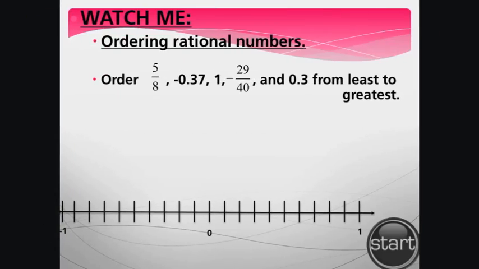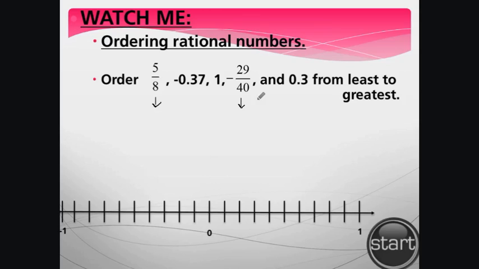Now we're going to switch gears to moving on to ordering rational numbers. And here's our example. We have a mixture of fractions, decimals, and we're dealing with negatives here. What we need to do is apply knowledge from previous lessons to change this fraction and this fraction into a decimal so that we're consistent throughout.